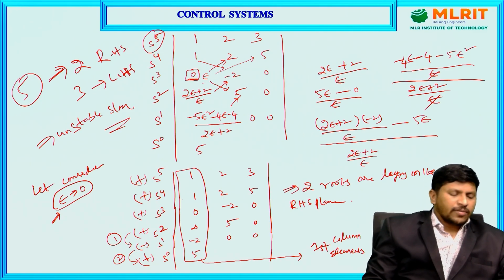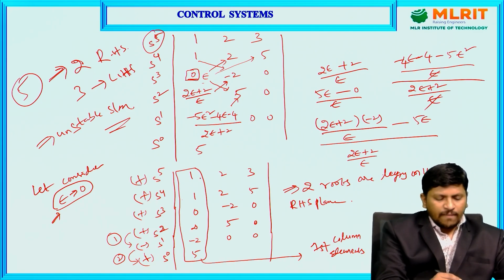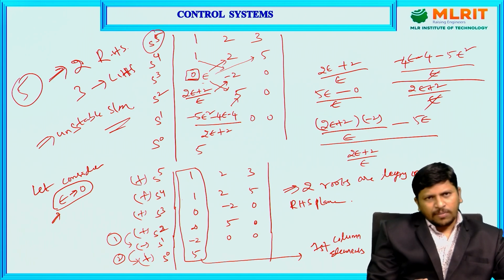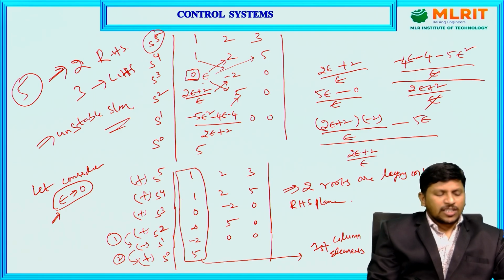By that we are going to get 1, 1, 0, infinity, minus 2, 5. Positive to negative, negative to positive, two sign changes. So there are two sign changes. That is nothing but two roots lying on the right half of the S plane. Then the remaining three roots are on the left half of the S plane. Then the system is an unstable system.